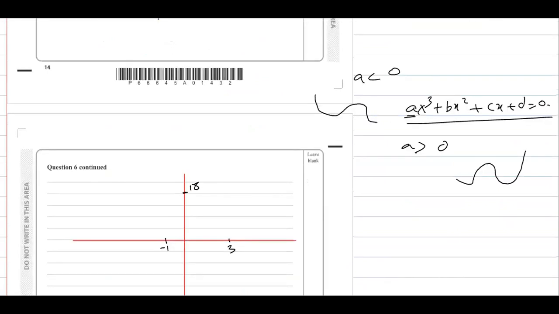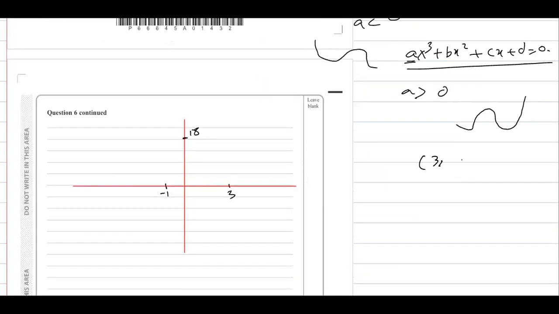These are your turning points. One of your turning points is at 30 and the other turning point is at x equals 1 over 3, with y approximately 19. These are the turning points. So the first turning point will be between this.